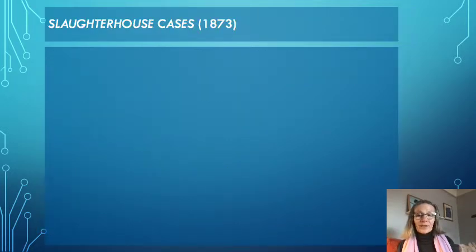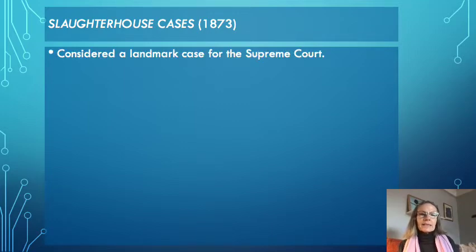Okay, so as I mentioned on the last slide, the Slaughterhouse Cases from 1873 is considered a landmark case for the Supreme Court. Now, you'll notice that it's not just one case, and it's not like Barron v. Baltimore. As you read in your textbook, the Slaughterhouse Cases is a collection of cases that are brought to the Supreme Court, all dealing with the same issue or the same topic, which we'll talk about in a second. So sometimes when that happens, instead of referring to each case separately, they'll just say, hey, it's the Slaughterhouse Cases, dealing with this slaughterhouse in the city of New Orleans.